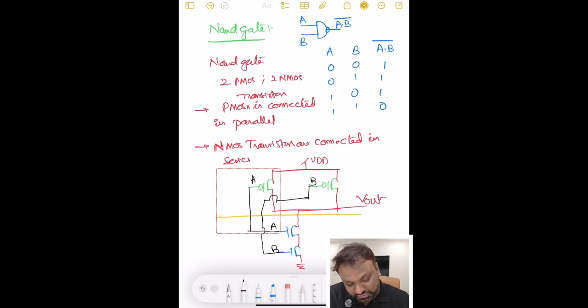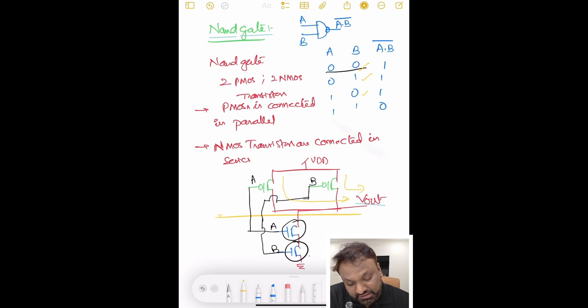When the input is 0 0, PMOS will be on, NMOS will be off. Both the transistors are off now, right? Since both the transistors are off, this is open circuit, this is open circuit, right? This is short circuited. So because this is short circuited, even if one of the transistor is on, VDD will be flowing to V out. That means 0 0 case, 0 1 case, 1 0 case. In PMOS transistor, if even one of the transistor is on, my VDD will be flowing to V out, right?